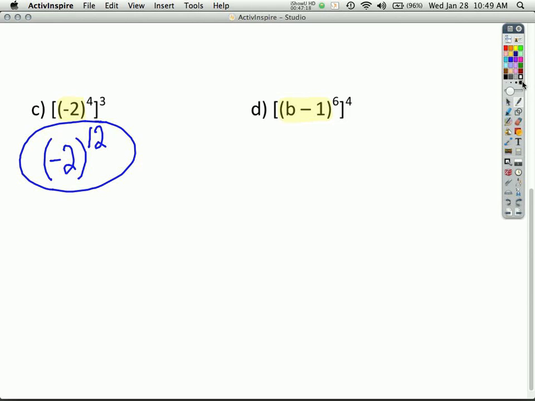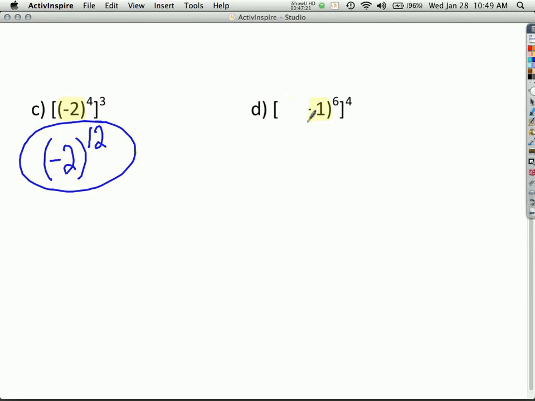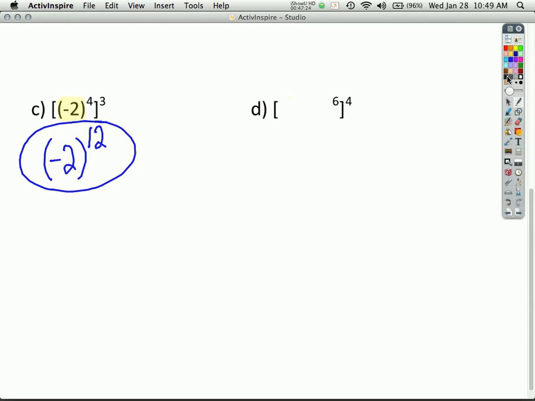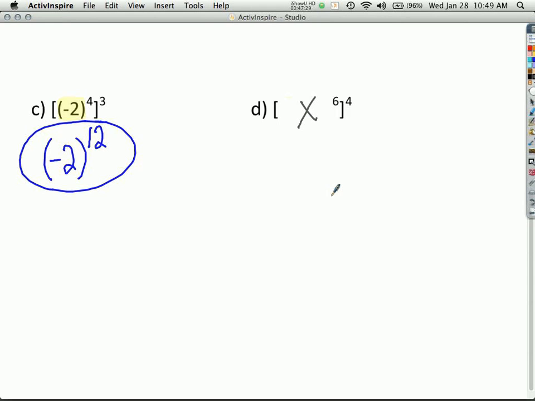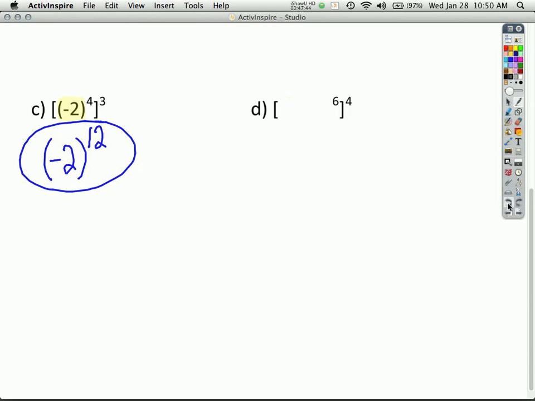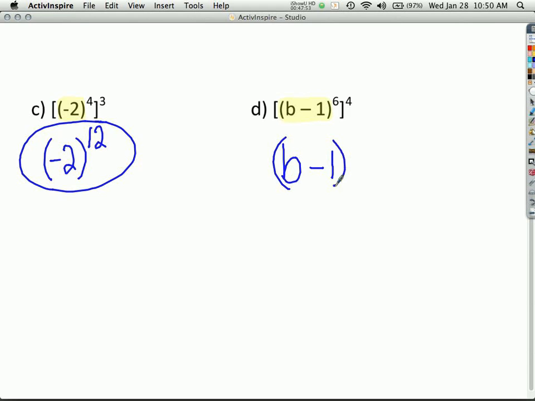That was a mistake. If I whited this out, and in its place I put an X, what would the result be? Gary? X to the 24th power. So what he is saying is whatever the base is here, you leave the base alone. So now if I put back what was there, that's the base. So let's rewrite that. The base is b minus 1. Now do what he said. Multiply and you get this.